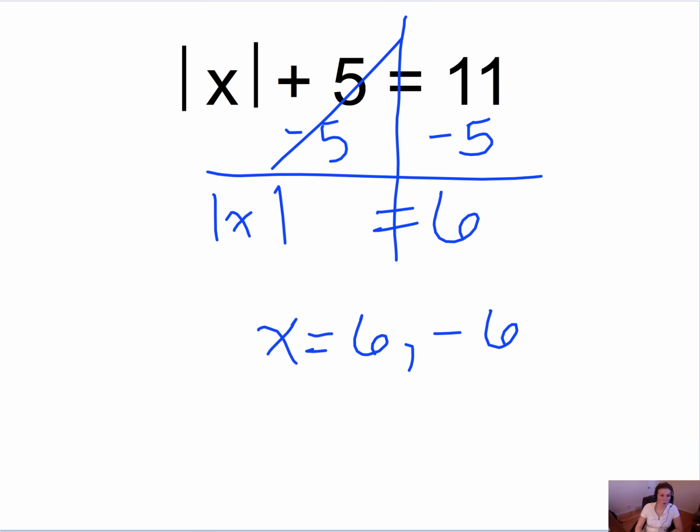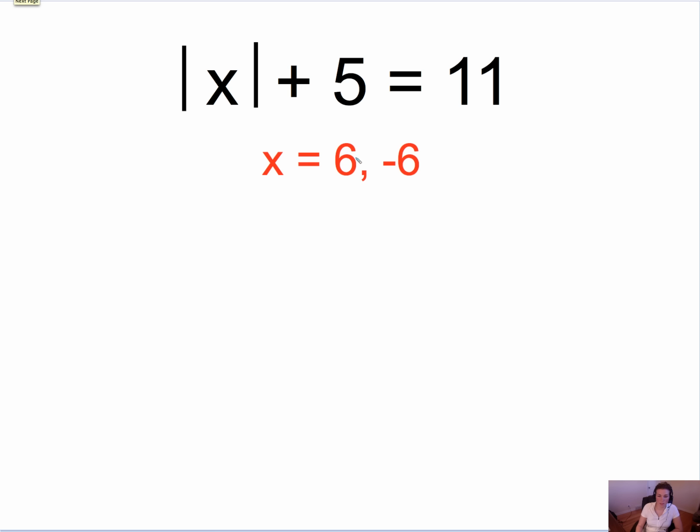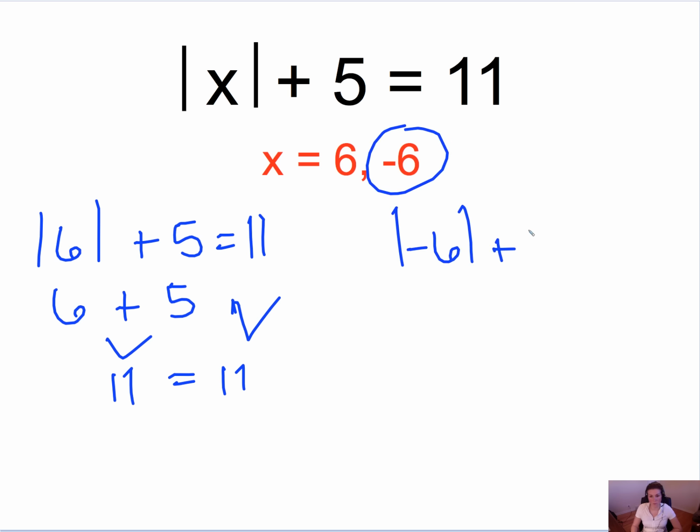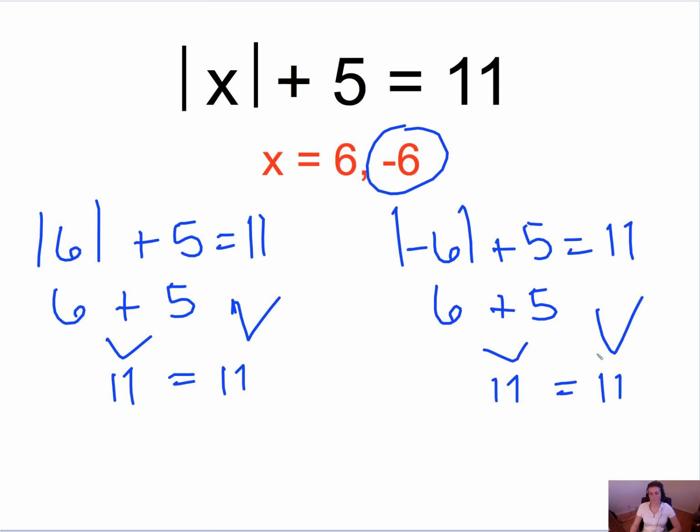And now to check our work, let's make sure we're correct. We think that it's either 6 or negative 6. So the absolute value of 6, let's try that one first. This would obviously be 6, and 6 plus 5 is 11, and that's equal to 11. Over here, let's try negative 6 now. The absolute value of negative 6 plus 5, we want to see if that's equal to 11. This would be 6, and then 6 plus 5 is 11, so that's correct.